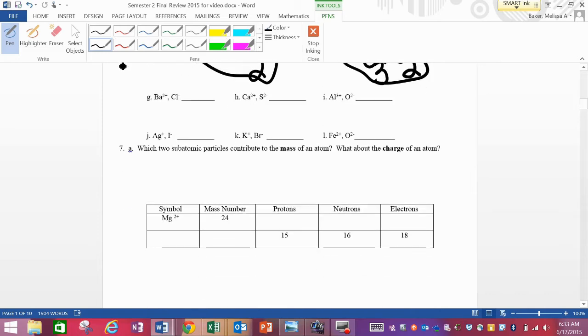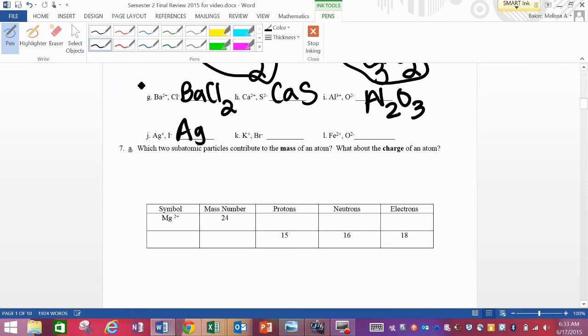Then the last part here makes it even easier. It shows you what the charges are, so you just need to crisscross. BaCl2, +2 and -2 cancel out, so that's an easy one. Al2O3, once you crisscross. AgI, same here, KBr, and iron 2 oxide, those cancel out, so you can just write FeO.